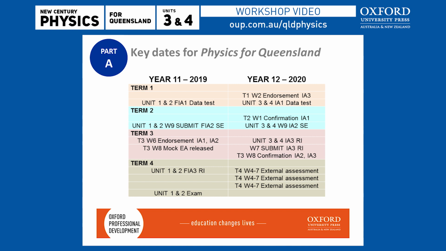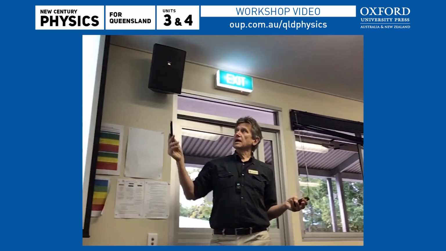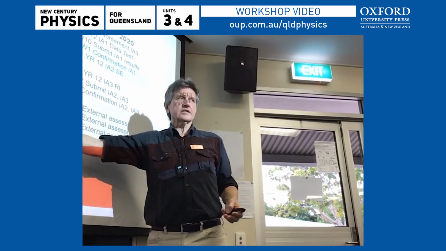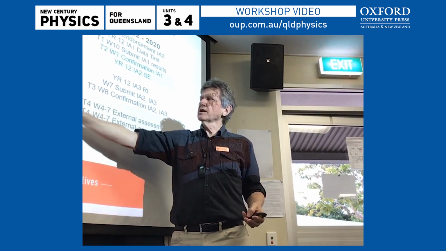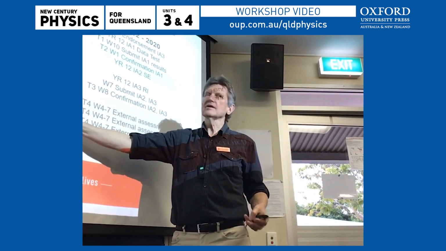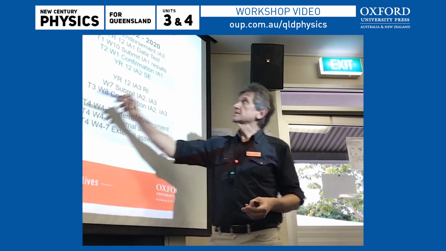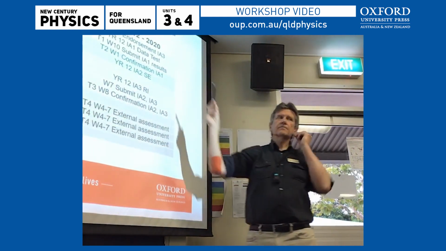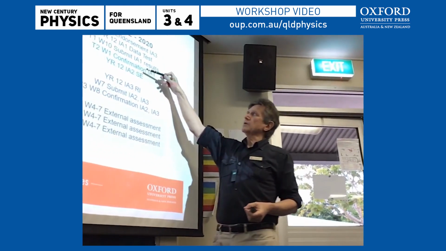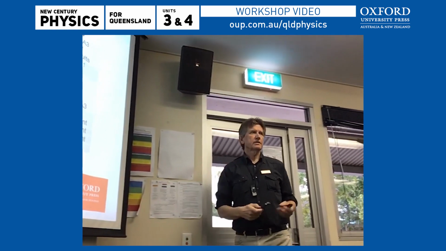That's the endorsement of IA3, the research investigation. But it depends on when you're running your data test. I'm running my data test down here because I'm doing that gravity and motion unit, unit 3, topic 1, having the data test. And then I'm starting electromagnetism and that unit up here, and then I'm doing my student experiment in magnetism, electromagnetism.